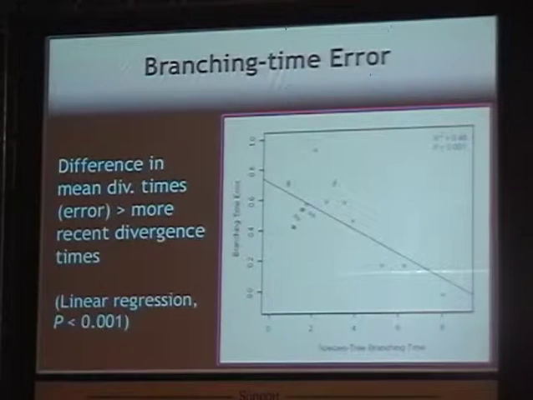In addition, one of the really interesting things with respect to these dates is that the difference in the mean times, which I'm referring to here on the y-axis as branching time error, is greater towards more recent divergence events. So the more recent the nodes between the concatenated tree and the species tree, the greater that discrepancy between the times is. And as you go further and further towards the past, it's not quite as big of a deal. It's still a problem, they're still not the same, but you're having a bigger problem towards the present rather than the past in this particular data set.